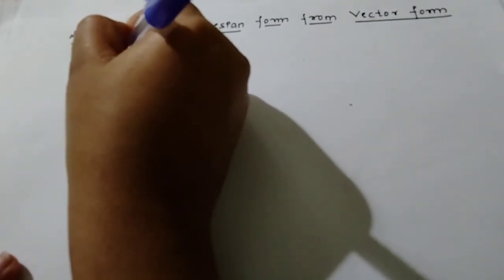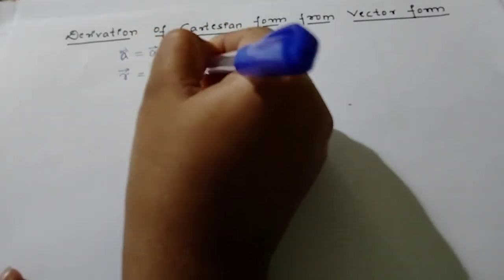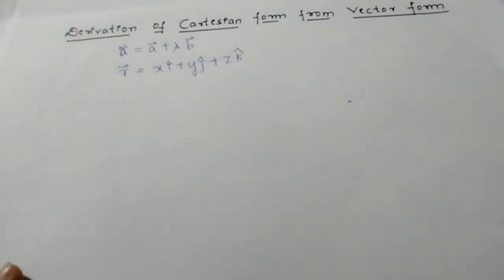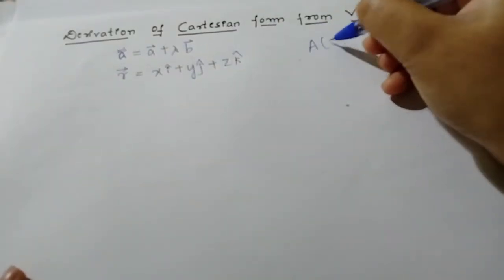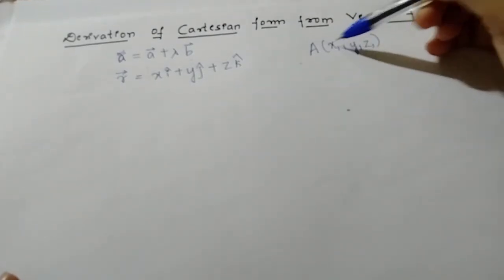R is equal to A plus lambda times of B. Very simple. Next, you have to substitute the R value, A value and B value. Just now I said R is equal to XI plus YJ plus ZK. Next, A we take as any point. So the point A we have taken as x1, y1, z1, the Cartesian coordinates.